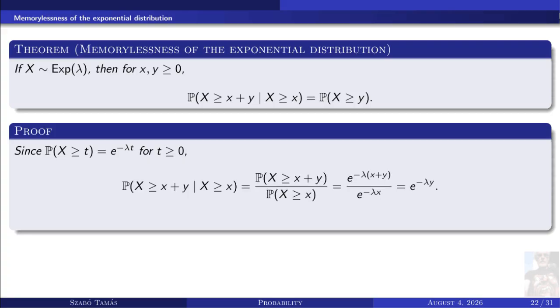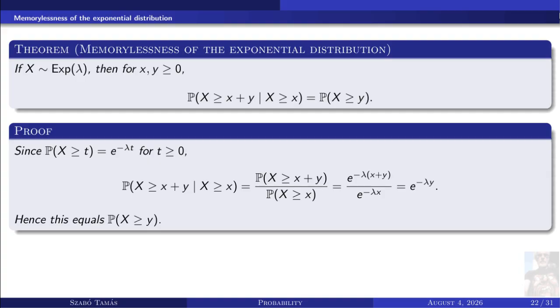Therefore, P(X ≥ x + y | X ≥ x) is e to the minus lambda times (x + y) divided by e to the minus lambda x. The quotient is e to the minus lambda y, which is P(X ≥ y). This proves the memorylessness property.